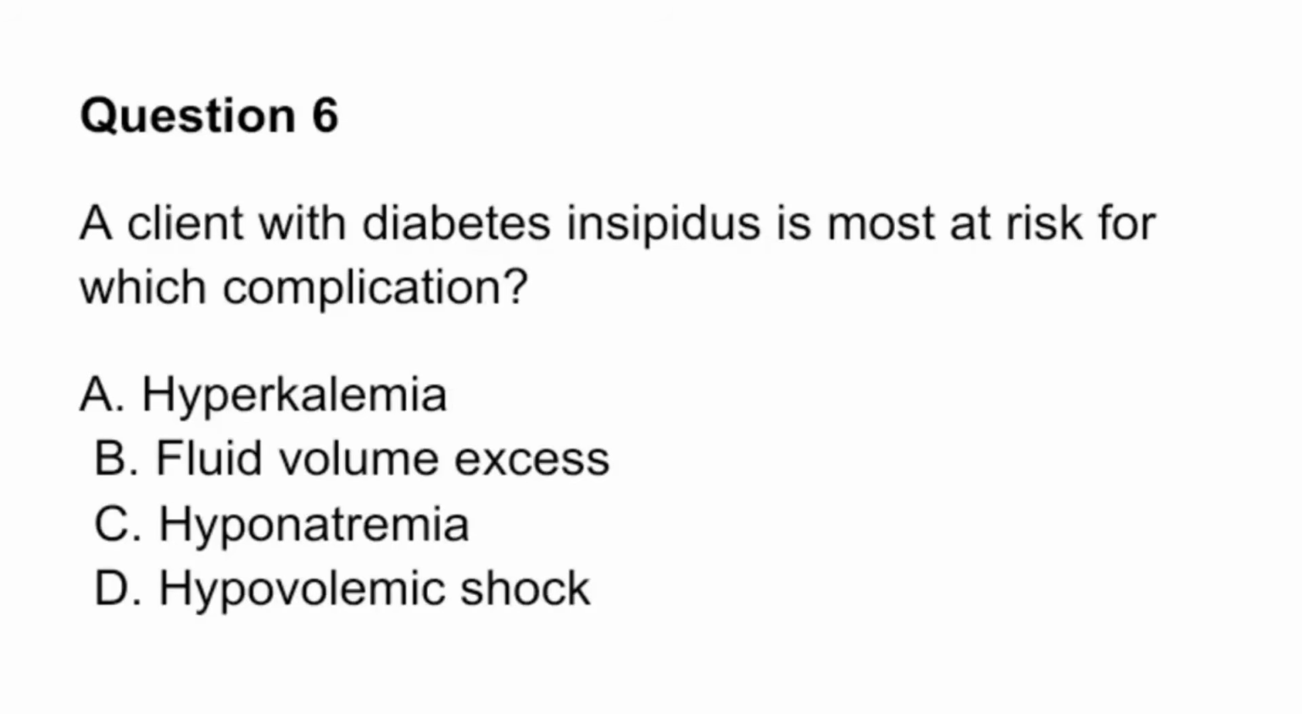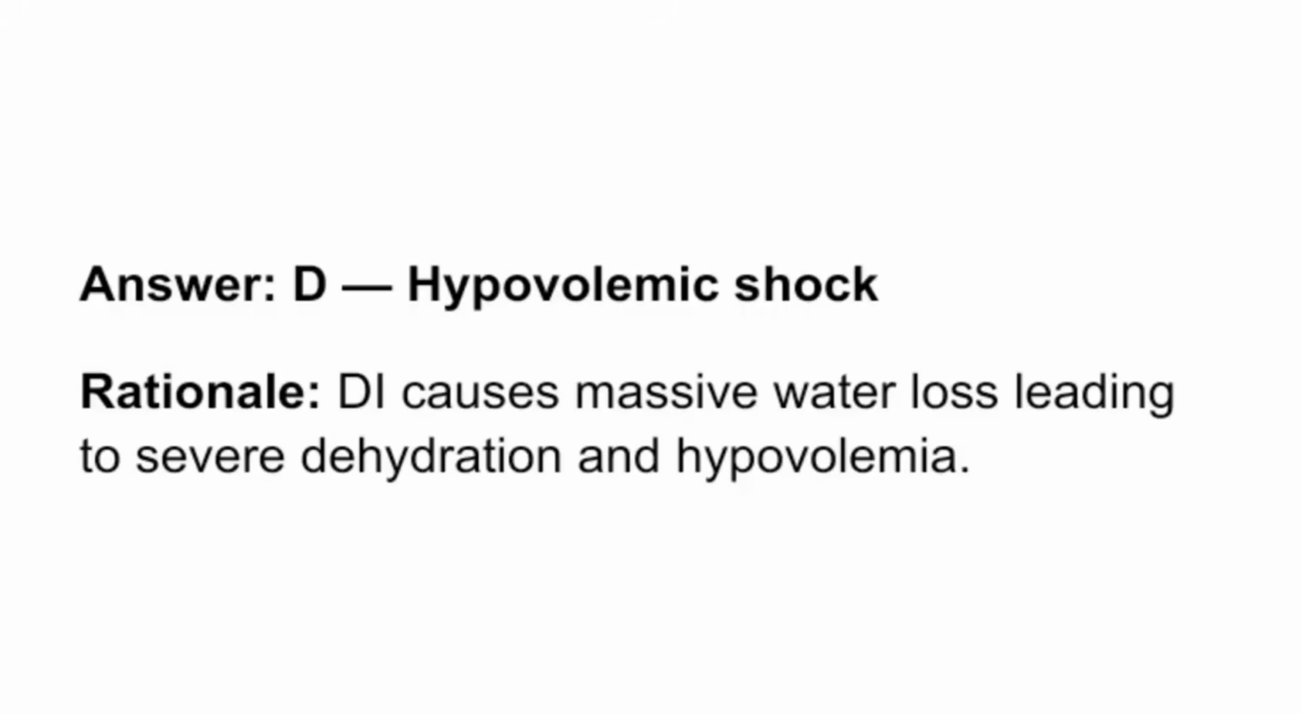Question 6. A client with diabetes insipidus is most at risk for which complication? A. Hyperkalemia. B. Fluid volume excess. C. Hyponatremia. D. Hypovolemic shock. Answer: D. Hypovolemic shock. Rationale: DI causes massive water loss leading to severe dehydration and hypovolemia.